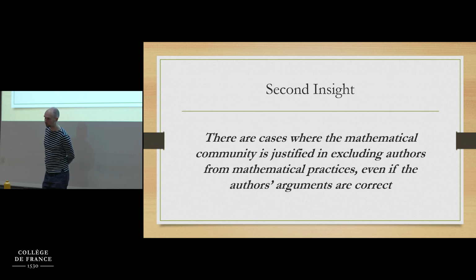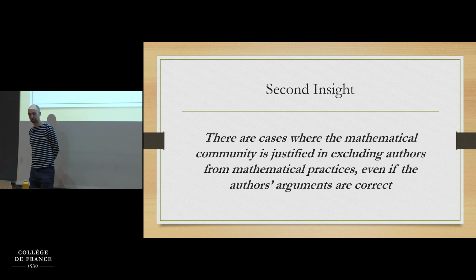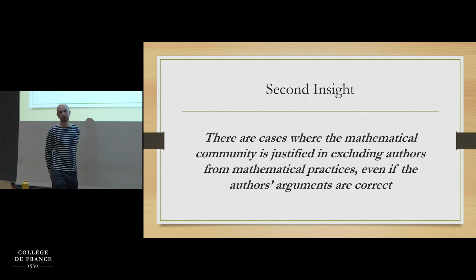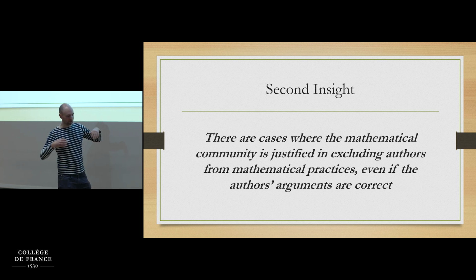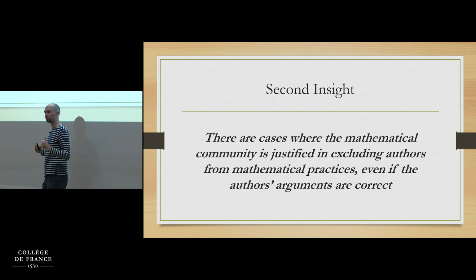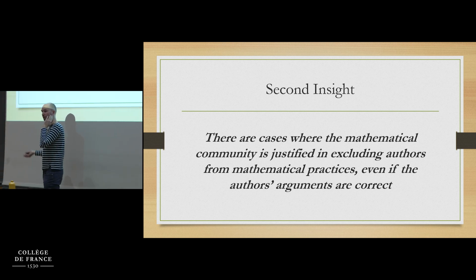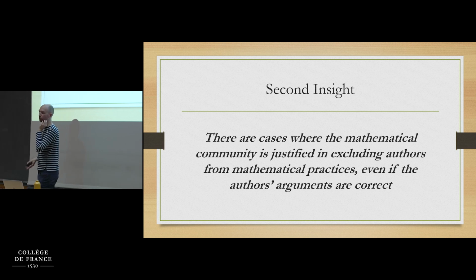Right, here's the second insight, more of a corollary from the first, really. That there are cases where the mathematical community is justified in excluding authors from mathematical practices, even if the author's arguments are correct. So remember, we are talking cranks, so there is this judgment of whether or not we should be paying any kind of attention to the piece of work before we're actually reading the work at all, right? And we might be rejecting something because it just looks so cranky, it doesn't look good enough. But nonetheless, it might be correct, right?